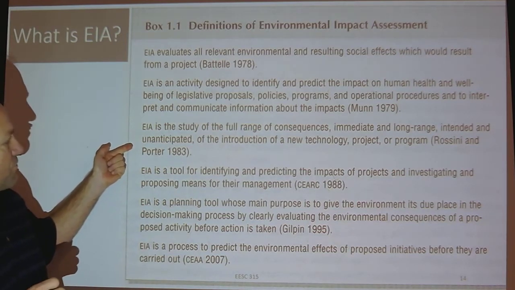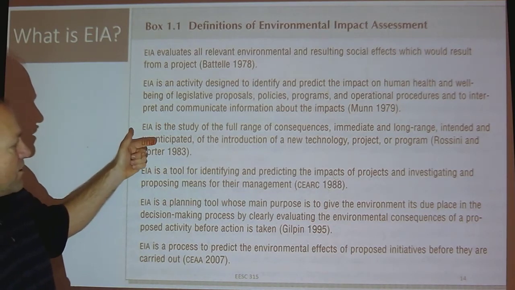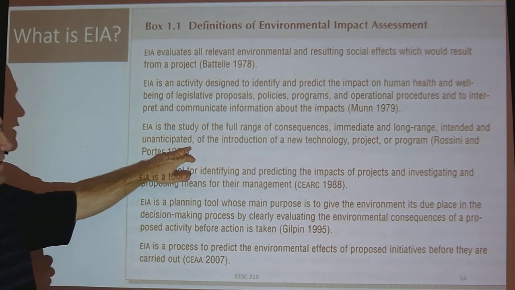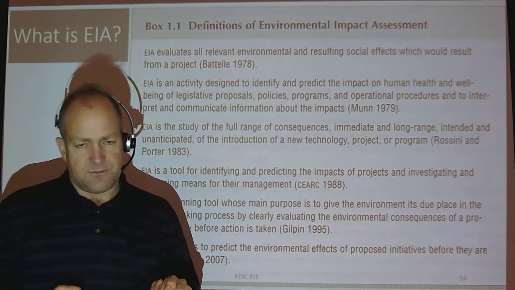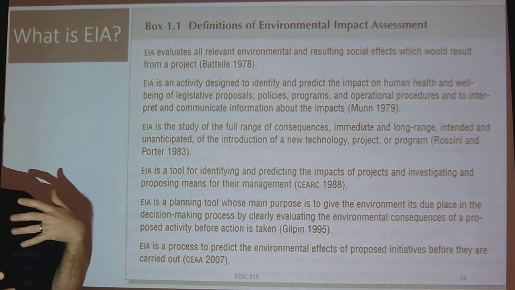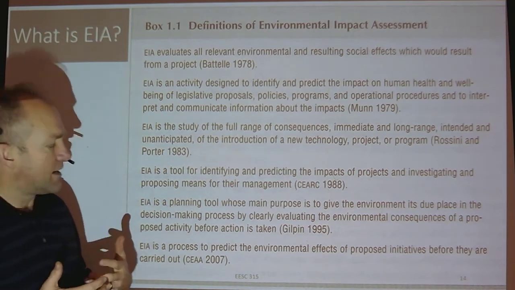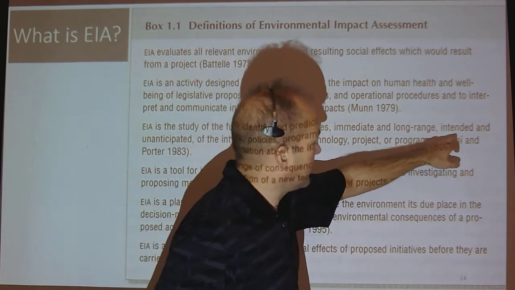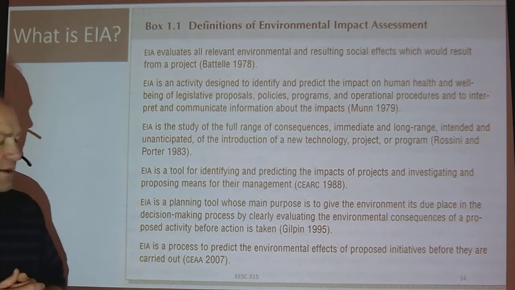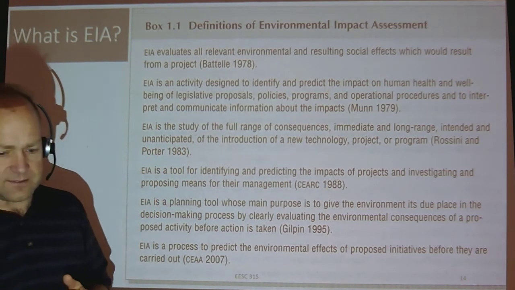EIA is the study of the full range of consequences, immediate and long range, intended and unanticipated, of the introduction of a new technology, project, or program. Now, what's interesting about this is the unanticipated. EIA is not a very good tool for predicting unanticipated impacts. And I say this as somebody who's worked on them for, like I say, about 2 decades. I can tell you EIA is very good about predicting the intended or the sort of anticipated consequences of a project. It's not so good when it comes to predicting unanticipated consequences.